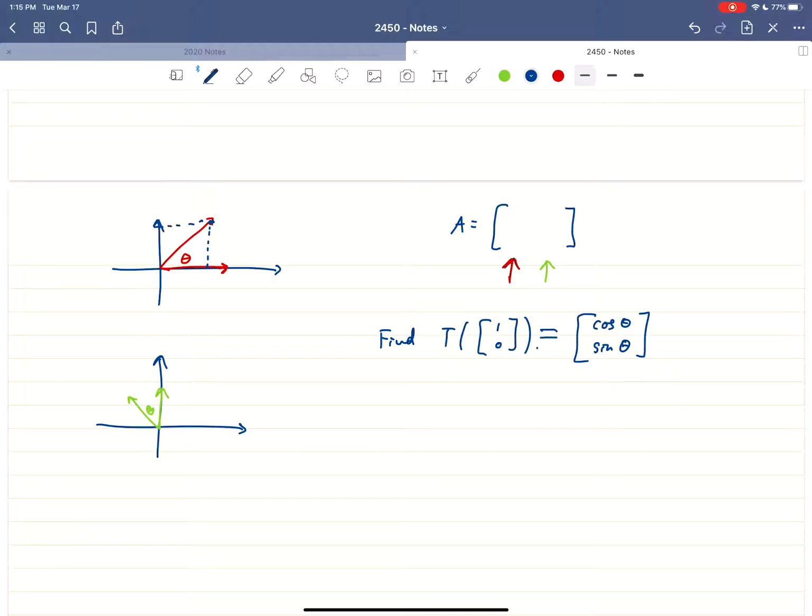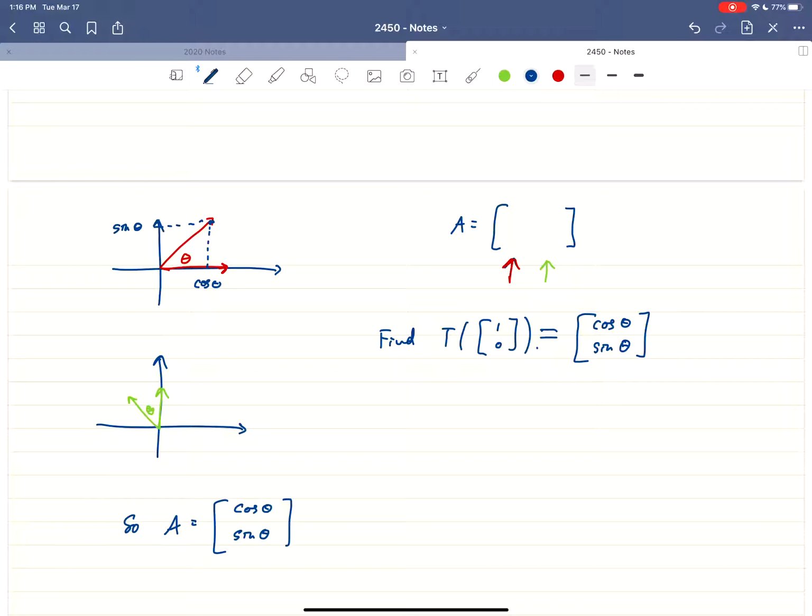When you think about the corresponding x and y values, this is cosine theta, and this is sine theta. That's how we find the image of the vector (1, 0). So let's just record that. That's going to be the first column of our matrix: cosine theta, sine theta. Cosine was our x value, sine was our y value.